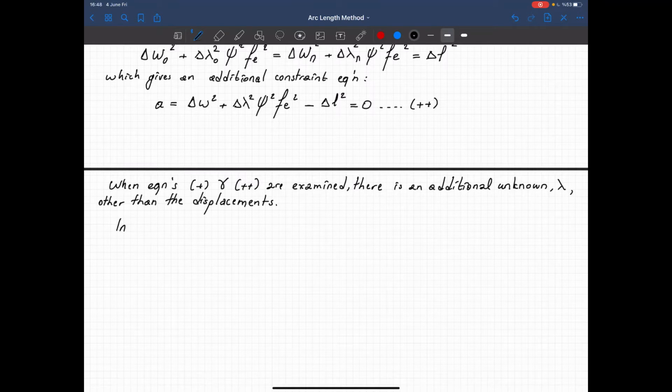So in order to solve equations plus and double plus, these are nonlinear equations. Again, we will use truncated Taylor series expansion.